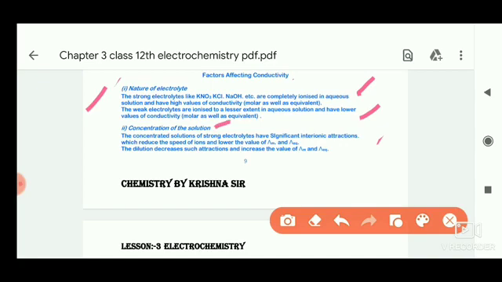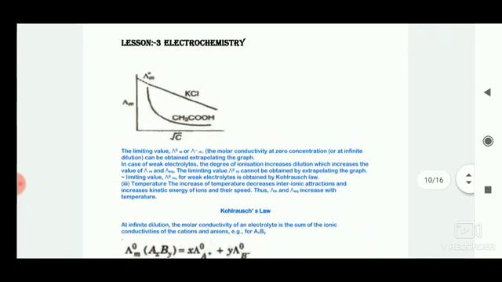The next factor which affects conductivity is the concentration of the solution. Concentrated solutions of strong electrolytes have significant inter-ionic interaction, which reduces the speed of ions and lowers the value of lambda m and lambda equivalent. Dilution decreases such attractions and increases the value of lambda m and lambda equivalent. Here is the graph. By this graph you can easily understand.